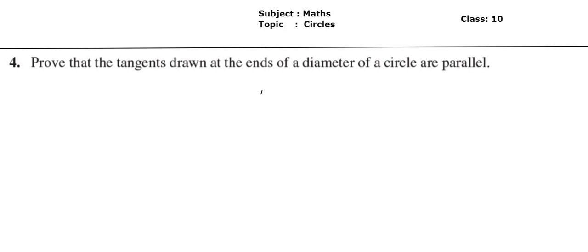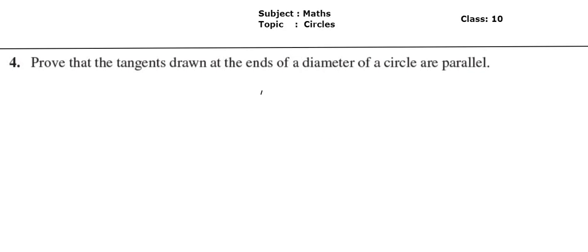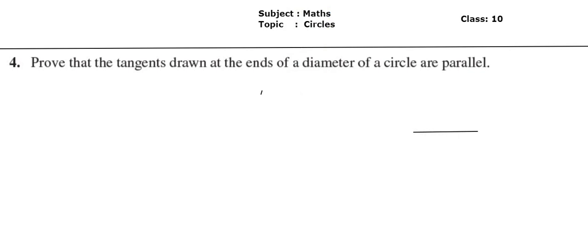Please check whether what you did is right or wrong. The fourth question is: prove that the tangents drawn at the ends of a diameter of a circle are parallel. So what we need to do now is draw the circle and find the solution for this. Suppose this is the diameter. They have not mentioned what the diameter measures, so you can take any measurement.